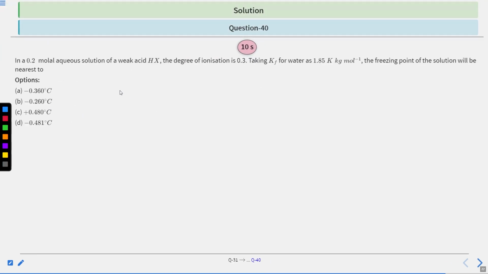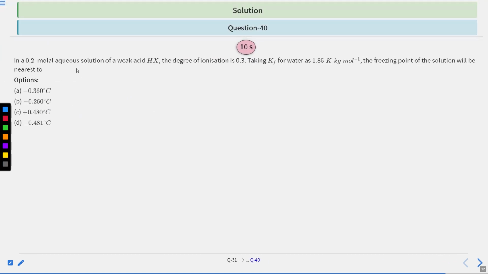Okay, let's move to question number 40. In a 0.2 molar aqueous solution of a weak acid HX, the degree of ionization is 0.3. Taking Kf for water as 1.85 Kelvin kg per mole, the freezing point of the solution will be nearest to. So we have options here, which are minus 0.36 degrees Celsius, minus 0.26 degrees Celsius, minus 0.48 degrees Celsius, or minus 0.481 degrees Celsius. So you have 10 seconds to solve this question. After that, we will see the answer.